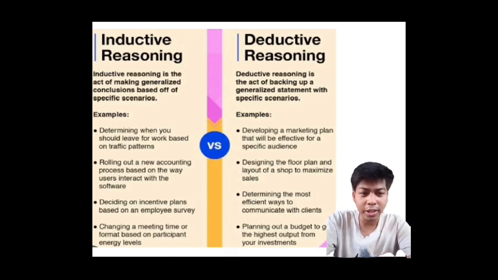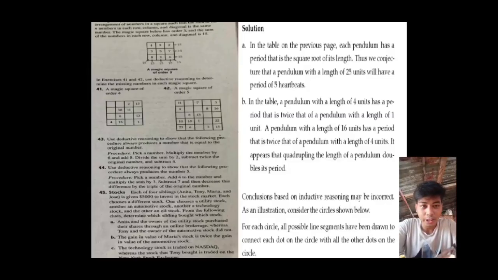So, inductive reasoning involves starting from specific premises and forming a general conclusion, while deductive reasoning involves using general premises to form a specific conclusion. So, let us proceed to magic squares. A magic square of order n is an arrangement of numbers in a square such that the sum of the n numbers in each row, column, and diagonal is the same number.